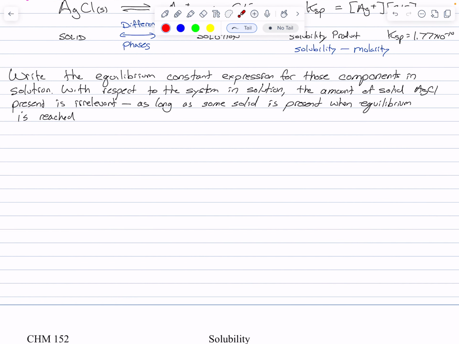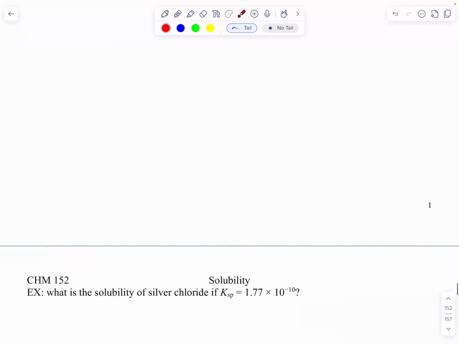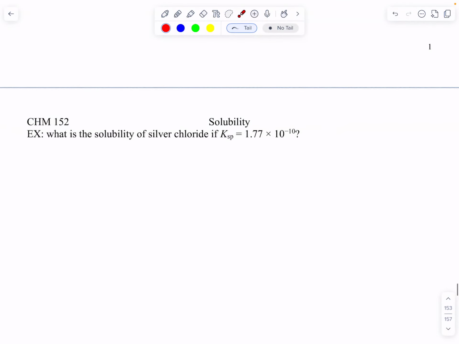So that is what's kind of important. Now, I believe if I scroll down here, I have the example written. Yes. What is the solubility? All right, so there's the question. What is the solubility of silver chloride? And so we're looking for the molarity. If KSP is 1.77 times 10 to the negative 10th, well, here's how I would do this.